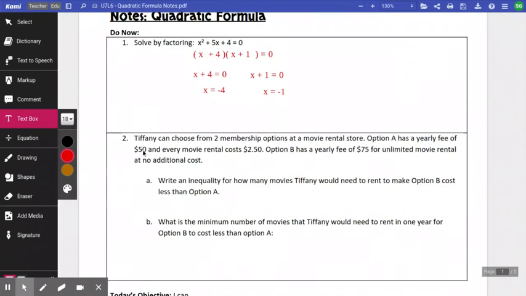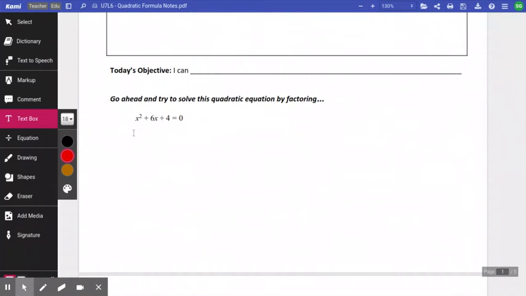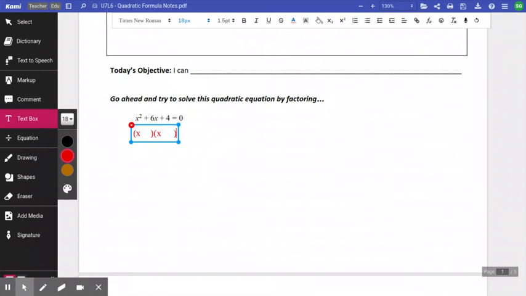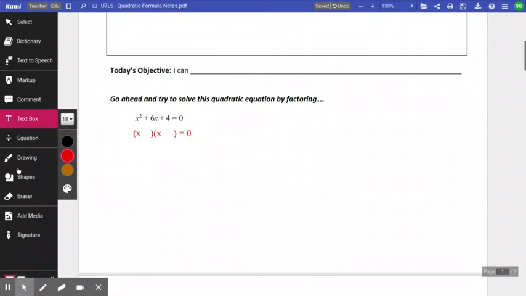Well, this one here is real similar to this one up here. I'm going to start off by factoring the quadratic. Again, we know it's going to be x and x, since x times x gives me x squared. These numbers here, similar to before, are 2 numbers that multiply to give you 4, and this time they combine to give you a positive 6.